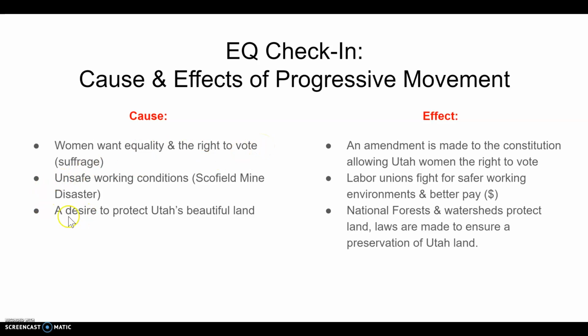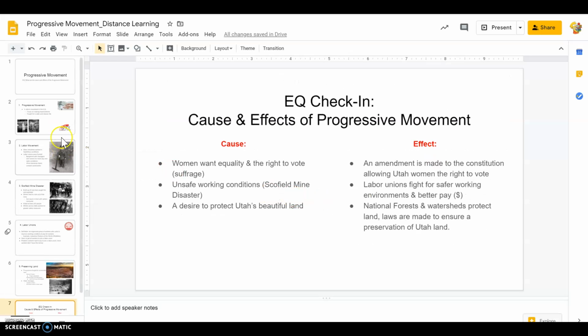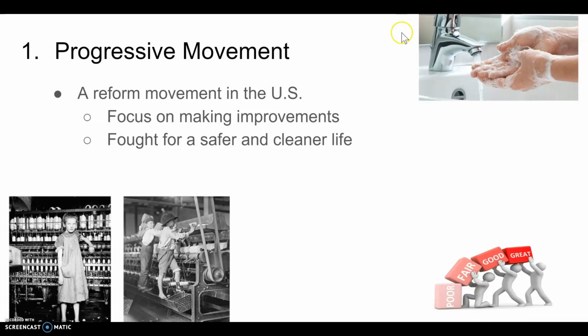These ones are some that we have more focus on this time around. Unsafe working conditions, like the Schofield mine disaster, leads to labor unions. That's one of the effects, which means people are going to be making more money and they have better pay. The next one is a desire to protect Utah's beautiful land, so they build laws and things like that to keep the land protected. Let me go back to this first picture on our slide and just check back in with a summary of what we've learned.